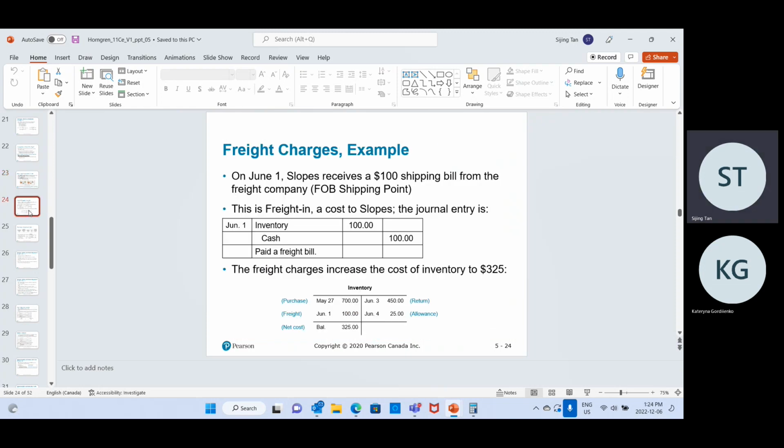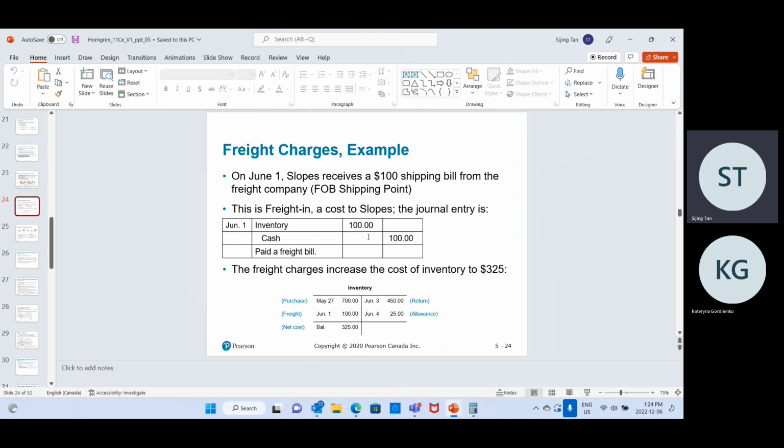How are we going to record the freight charge? On June 1st, Slopes received a $100 shipping bill from the freight company. Because it's FOB shipping point, that means the buyer bears the shipping costs, so the buyer is going to pay. The buyer is Slopes, and Lage is the seller. Now we need to record these costs with a debit to inventory, 100, and a credit to cash.